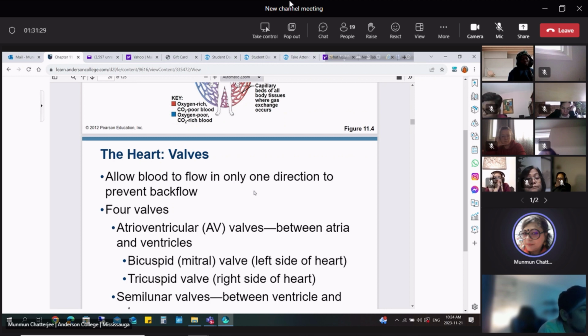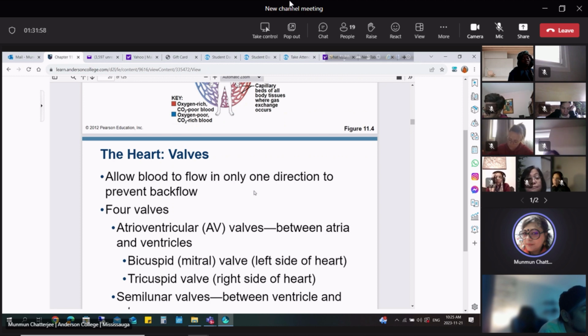We have 4 valves, as I showed you in the diagram. The first type is called the atrioventricular valve. What does atrioventricular mean? The valves which are present in between the atria and ventricles. So atrium and ventricles, atrioventricular valves. Now you understand the terminology, right? Those are called the AV valves.